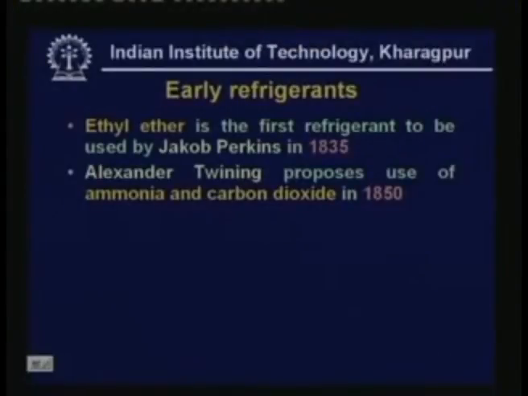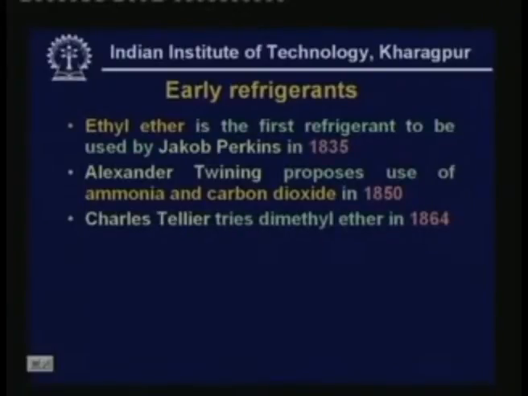So Alexander Twining proposed the use of ammonia and carbon dioxide as refrigerants in 1850, and ammonia is one of the most important refrigerants because of its excellent thermodynamic properties and its low cost, and also it is easily available. Next, Charles Tellier tried dimethyl ether in 1864. Dimethyl ether has a low normal boiling point. However, it is also toxic. As a result, that was also not used for a long time.